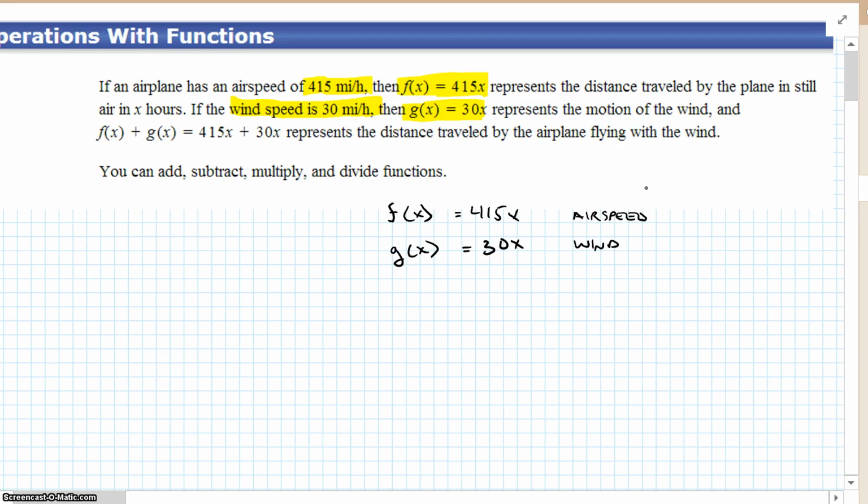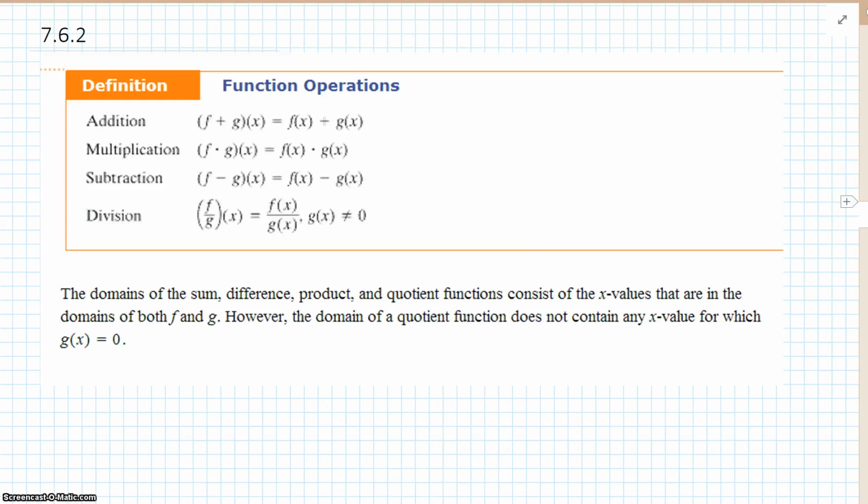So if they're traveling in the same direction for 1 hour, we would add them together to get our distance. If the plane was going against the wind, we would subtract. And with those functions, we treat them just like an algebraic equation, but it's a way to break up separate processes.